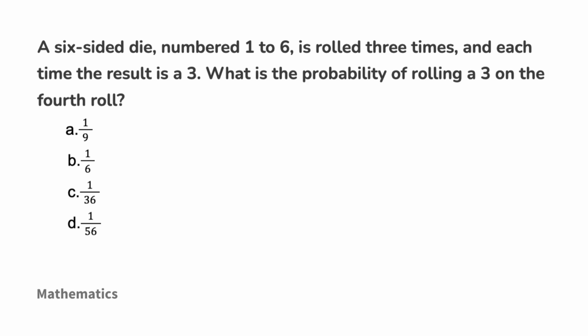Moving on, a six-sided die numbered 1 through 6 is rolled 3 times, and each time the result is a 3. What is the probability of rolling a 3 on the fourth roll? Pause the video, check your understanding and ability to answer, and come back for the solution.